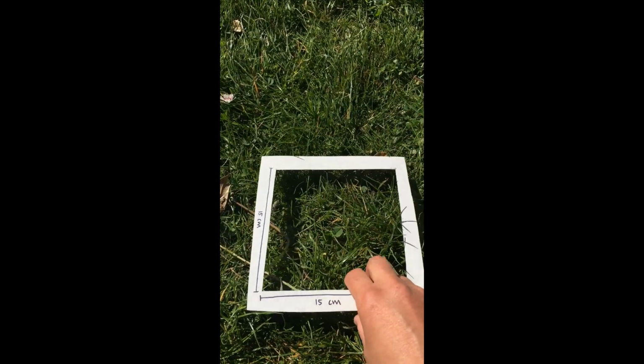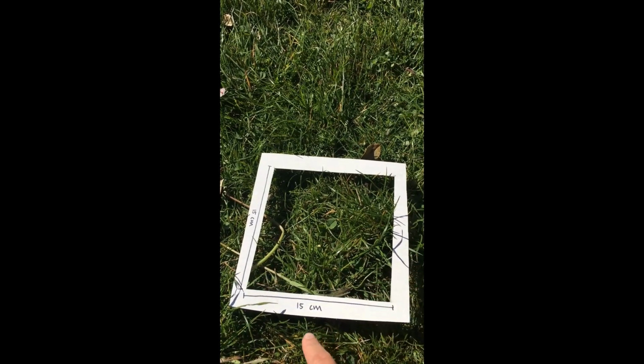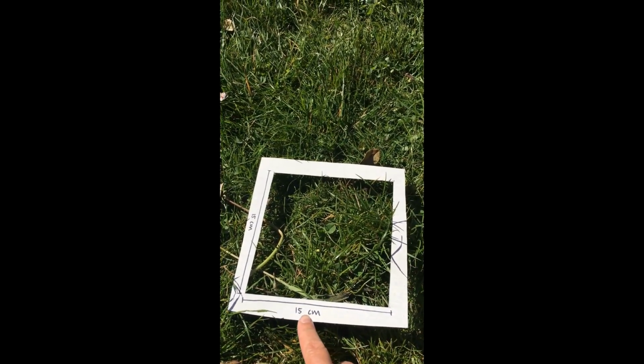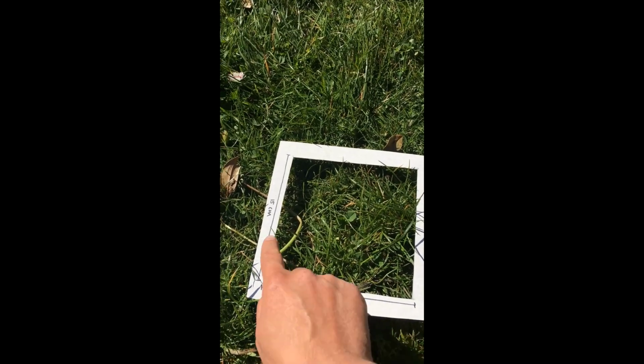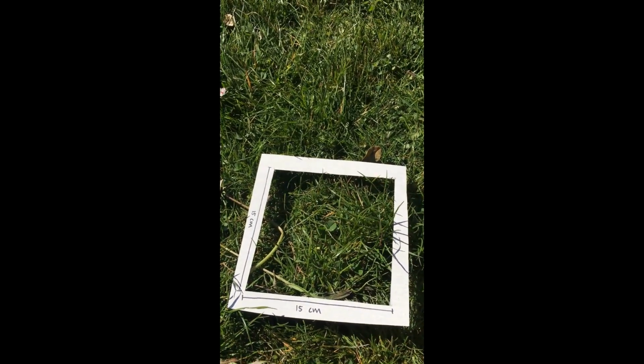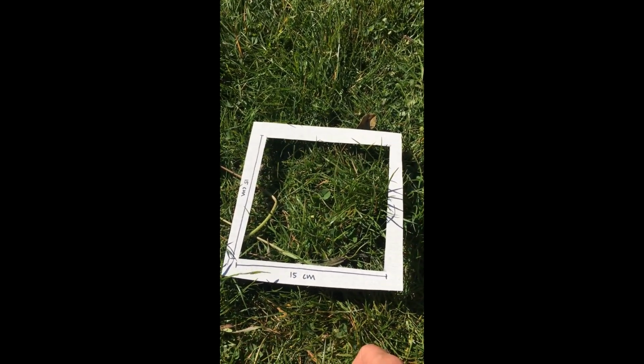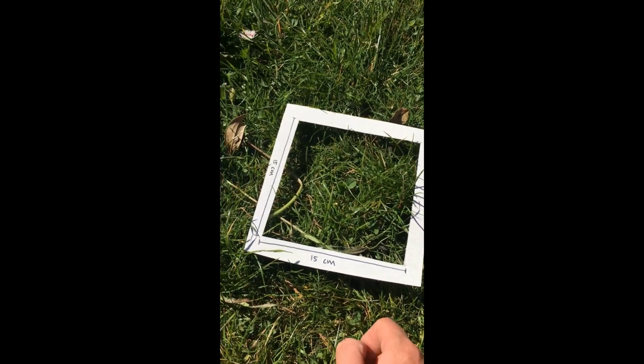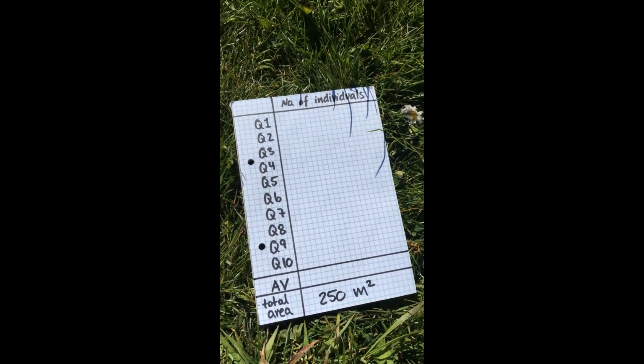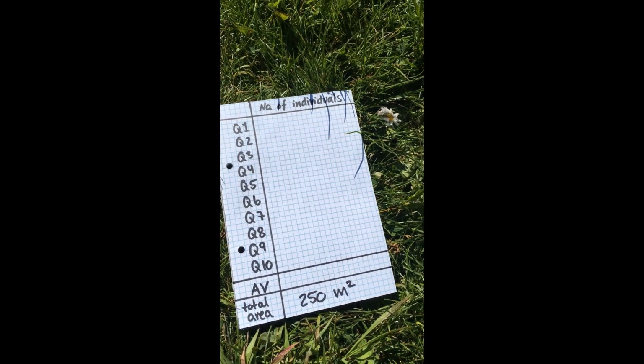And I have then produced this hole, which is 15 times 15 centimeters. So I know the area inside of my quadrat, and I can then do a quadrat sampling. And this is my sheet for data collection.